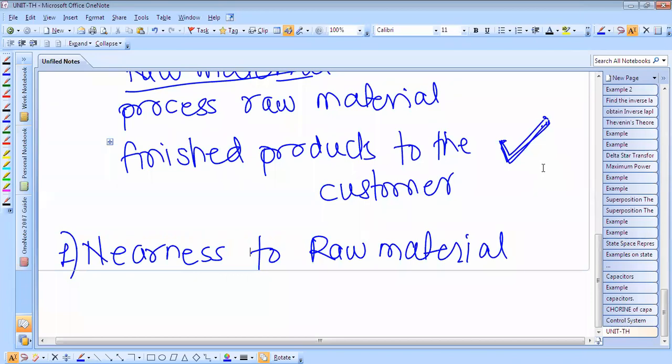So suppose we require the raw material in very bulk amount. Okay, and if it is cheap, and we lose a good amount of this raw material while processing into the finished products, then in that case your plant should be located near the source of raw material. So that is the nearness to the raw material. Second is the transport facility.